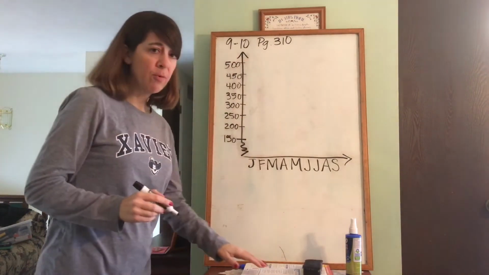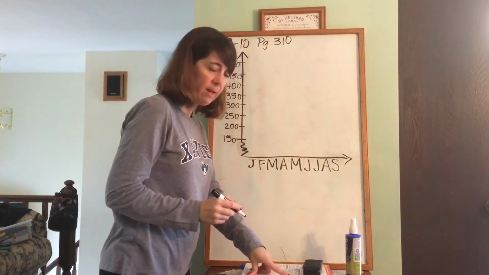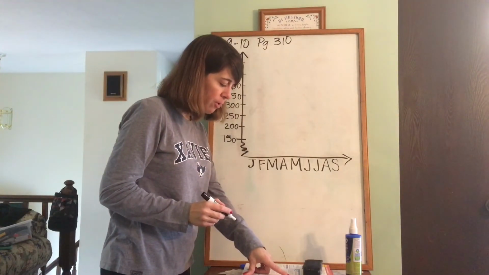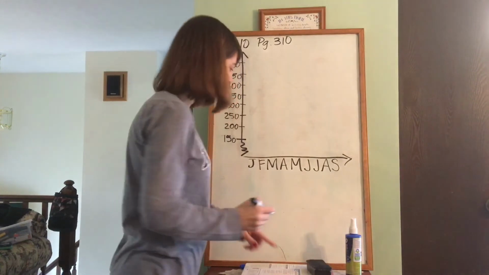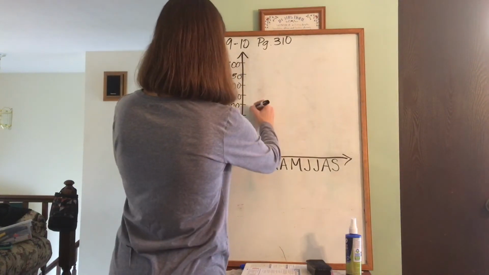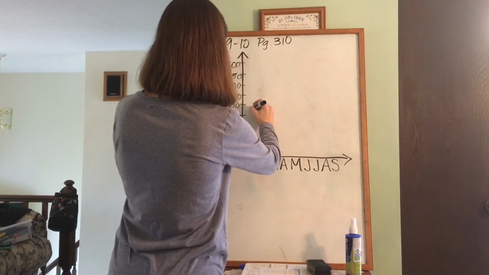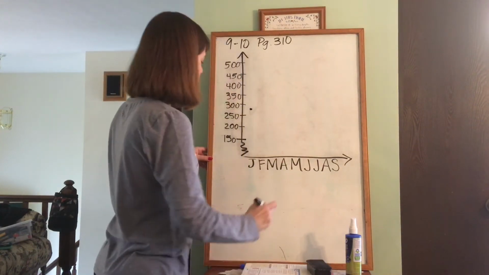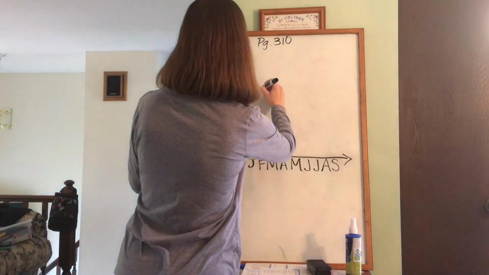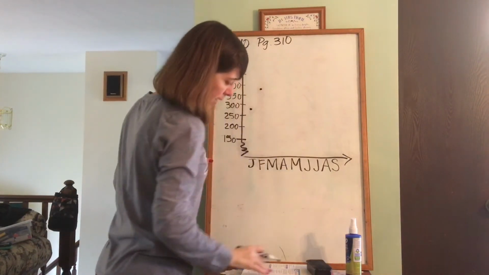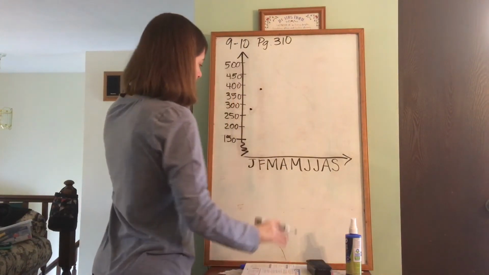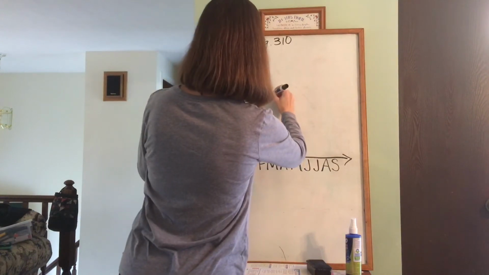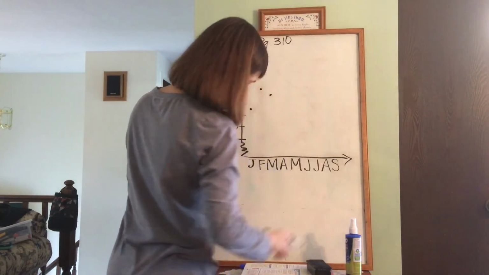Okay, and then we're going to graph our first line using the data for t-shirts. So January was 275. So we go over to January and up in between 250 and 300, right there in the middle would be 275. Then 375 for February. So I'll plot my point there. March was 350, so above March, I'm going with 350.